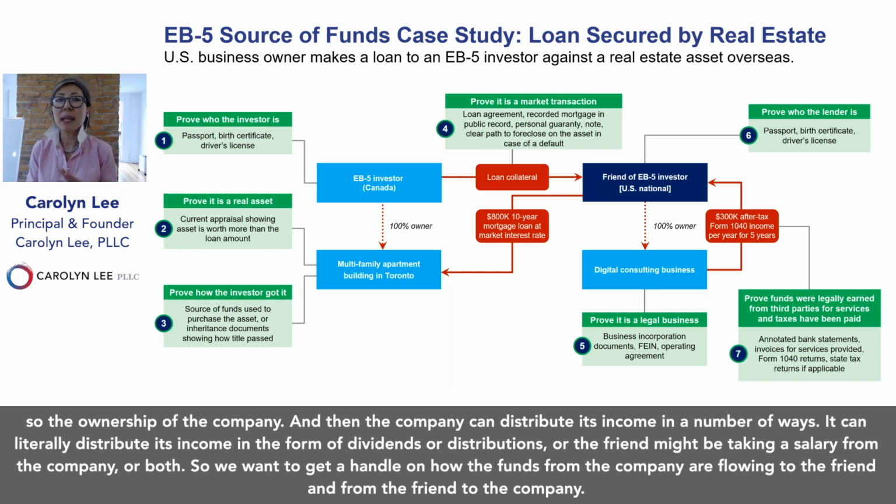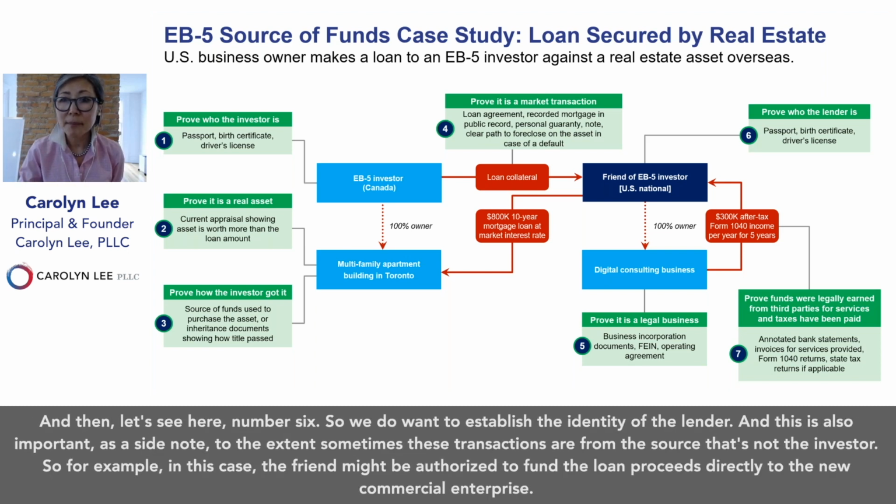And then the company can distribute its income in a number of ways. It can distribute its income in the form of dividends or distributions, or the friend might be taking a salary from the company, or both. So we want to get a handle on how the funds from the company are flowing to the friend and from the friend to the company.